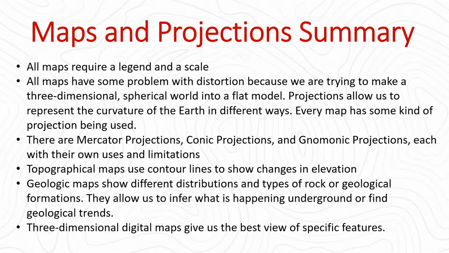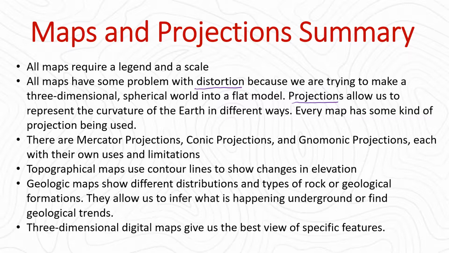So let's summarize everything that we just talked about. All maps need a legend and a scale. All maps are going to have some problem with what we call distortion, because we're trying to make the three-dimensional globe of Earth into a flat piece of paper. Not all the curves are going to transfer over well, so we have to make projections, and there's so many different kinds. They allow us to represent the curvature of the Earth in different ways. Every type of projection map has some kind of fault in it though. They have good uses and they have limitations.